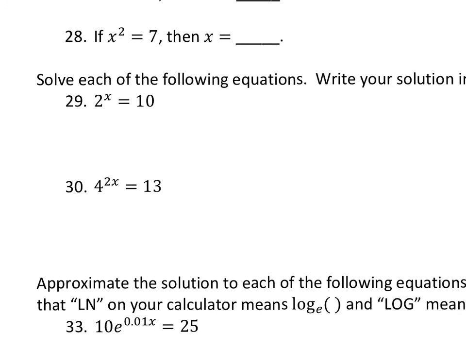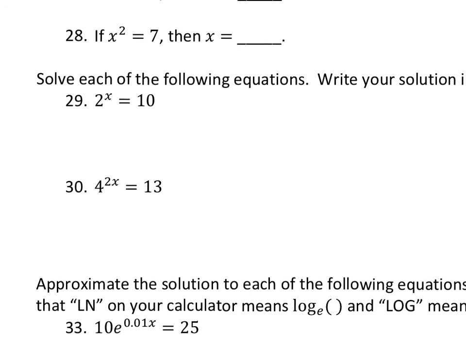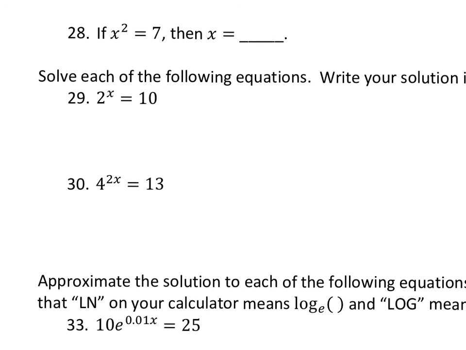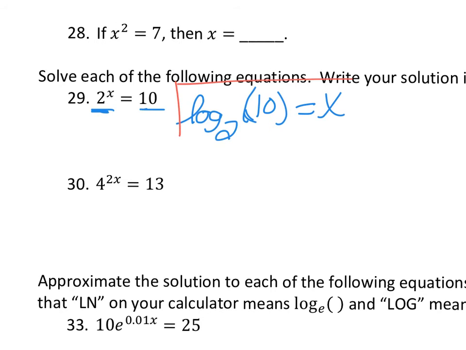So number 29, solve each of the following equations, write your solution in terms of a logarithm. Okay, so that means don't simplify, don't use your calculator. We're going to write this in logarithmic form. The base of this expression on the left becomes the base of the logarithm. Log base 2 of something is equal to the x, and what goes inside is what was over here on the right. And we're done there because this x is by itself. That means you have solved for x.